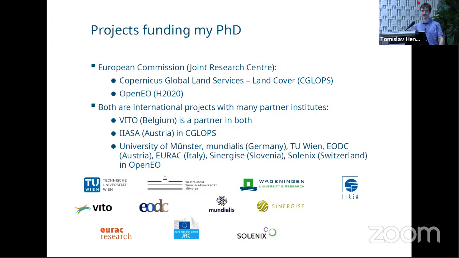So mostly we're working with Vito in Belgium because it is also a partner in both of the projects. And for the CGLOPS projects, we're also working with EASA in Austria. And OpenEO itself is a really pan-European project. We have people from almost every country in Europe. So we have people, of course, from the University of Münster. That makes a lot of sense. We have people from Graz, so from Mundialis in Germany, several institutes in Austria, so TU Wien and its offshoot EODC. In Italy, we're working with URAC, which is also hosting one of our use cases that we at Wageningen are working on, which is time series break detection, which I will also talk about more later. Synergize is also providing some data, and Selenix is providing a kind of app that you can use on your own smartphone to interact with OpenEO as well.